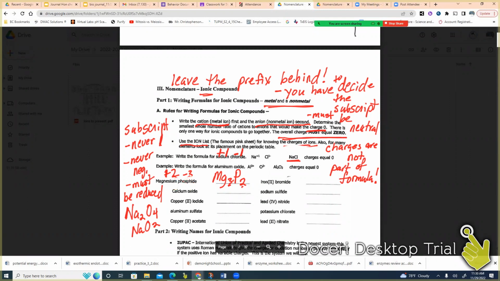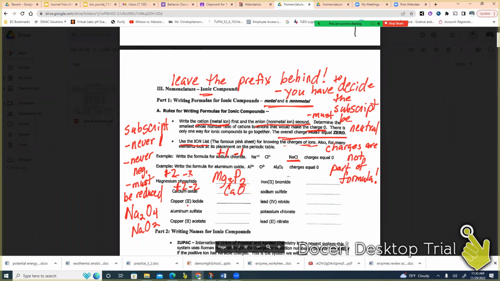All right, let's look at the next one. Calcium is a +2, oxide is a -2. So what would be my formula for that? CaO. They're already equal to each other. So nothing needs a subscript.